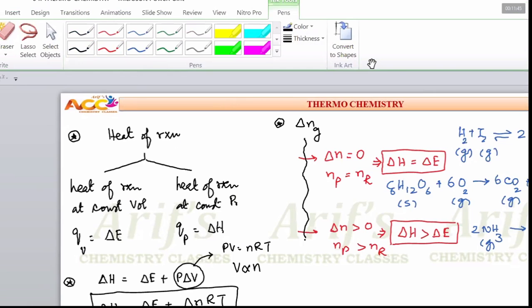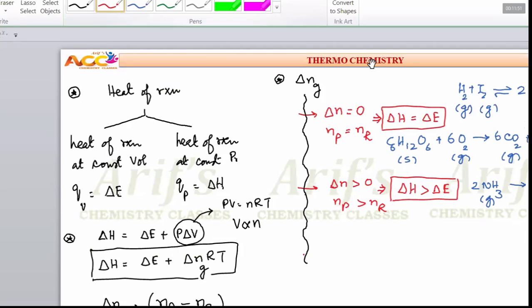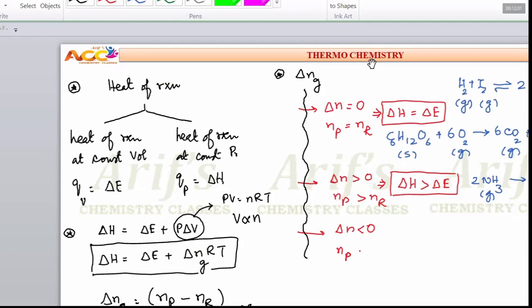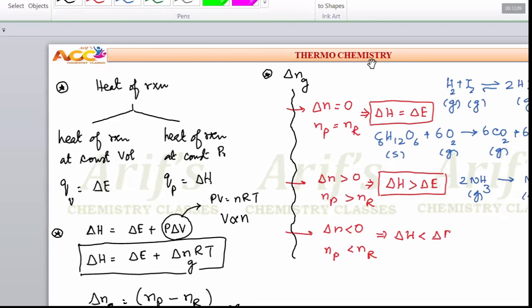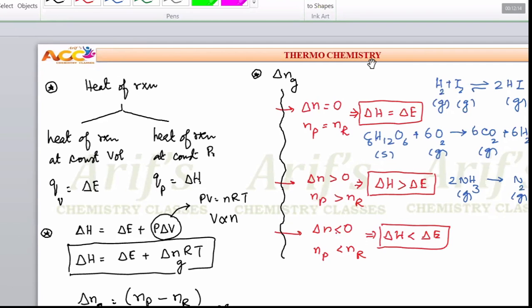Let us take another case. Delta N less than zero. If delta N is less than zero, then what happens? Here, the number of moles of products is less than the number of moles of reactants. This implies delta H value will be less than delta E. Whatever the symbol available for delta N, put less or more accordingly, no need for thinking. Where there is no need to think, don't waste time. If it is more, over.